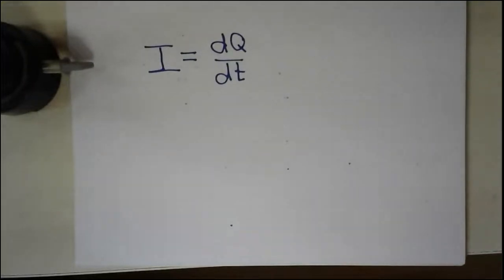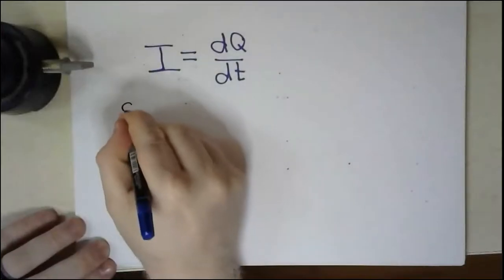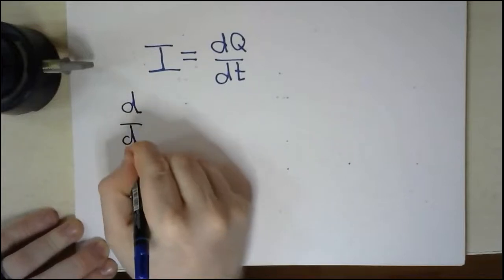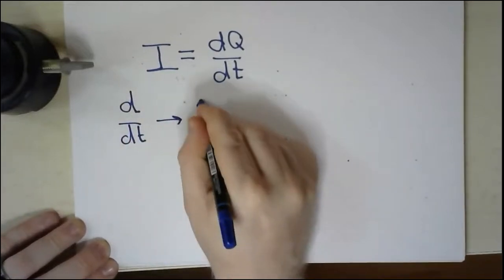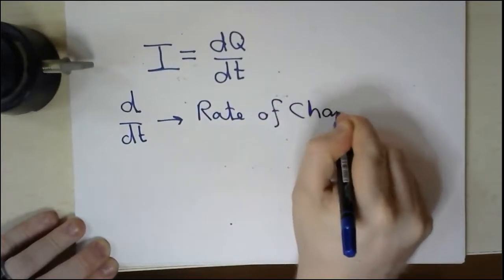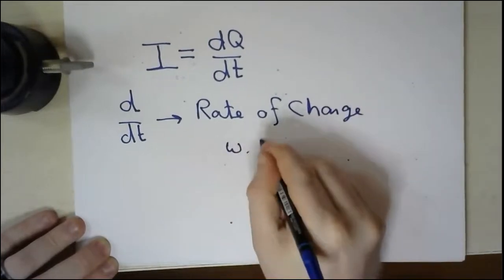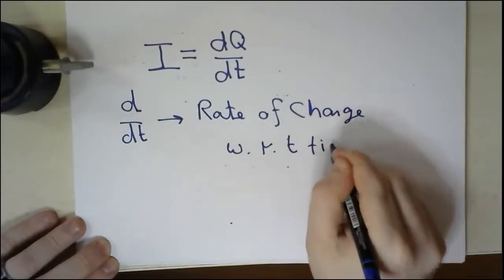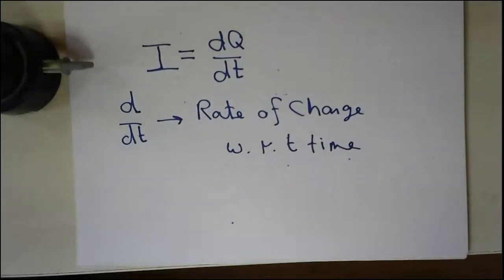In order to study this definition, we have to know what is q and what is t. Of course, t here is very simple. T is time. So this is a direct differentiation with respect to time. We can say that the term d by dt represents rate of change with respect to time. So this is the rate of change with respect to time. So this is the t.